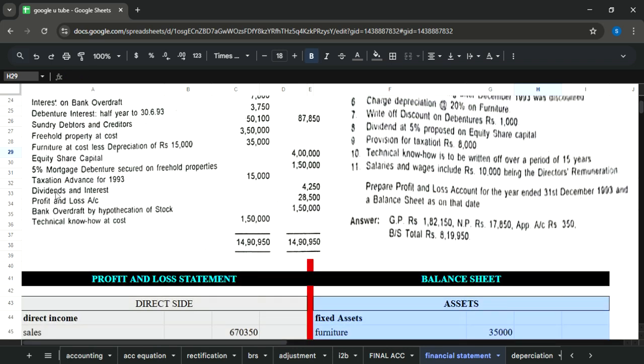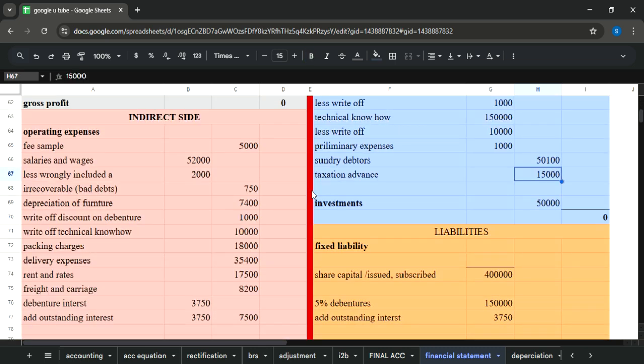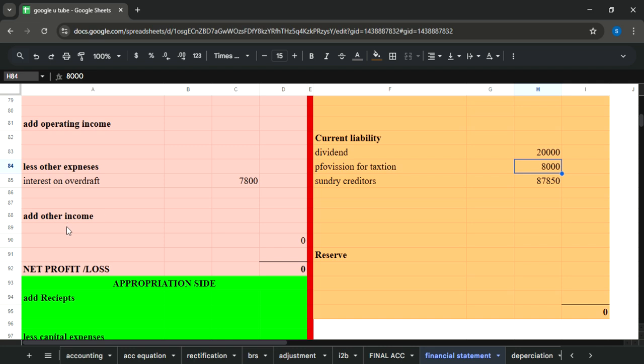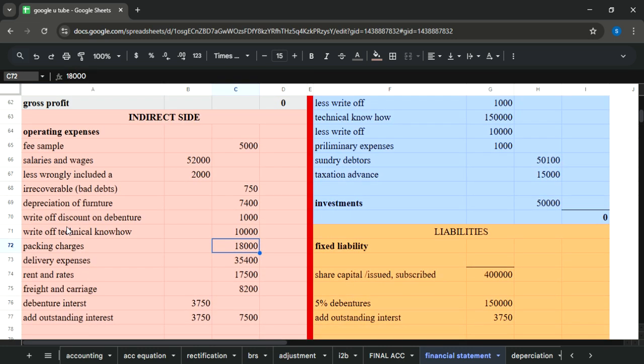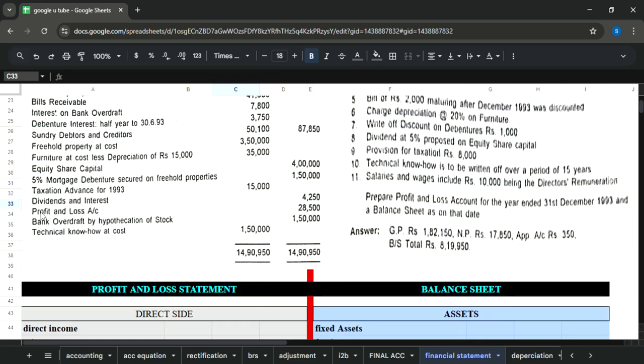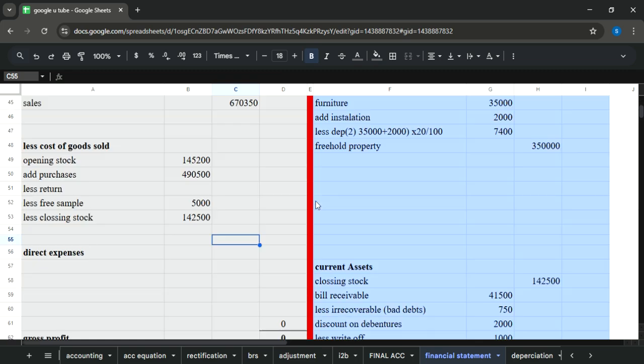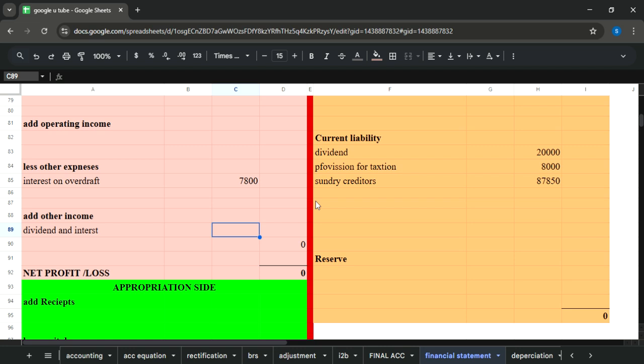We have dividend interest, but note that the amount is present on the credit side. So it is not an appropriation-natured expense. Dividend is now to be considered as your income. Dividend and interest 4250. Let's go to the other income side, and here dividend and interest is mentioned. Let's see how much the amount is, that is 4250. Write down on the other income side 4250.